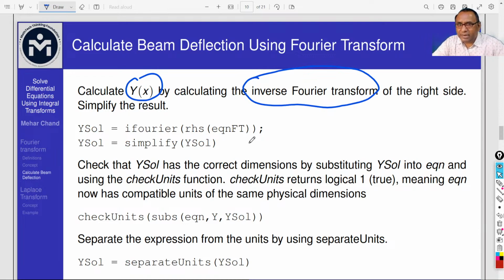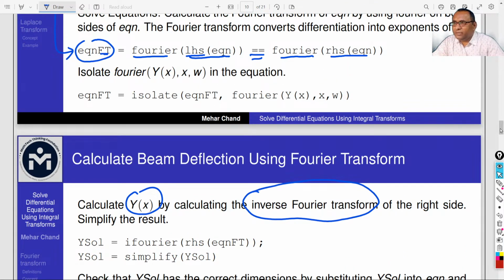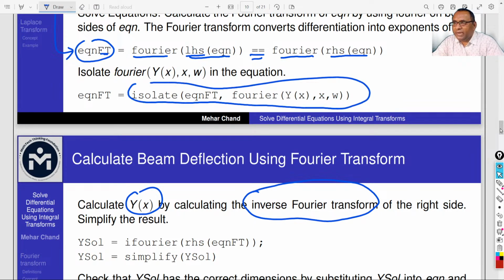See once again at the above equation. We isolate here. Okay. And this is the only assignment. And on the right hand side we have the y(x). Okay. So y(x) is the isolated value of the above differential equation after taking the Fourier transform. Okay, so we will take the inverse transform to the right hand side of this equation.